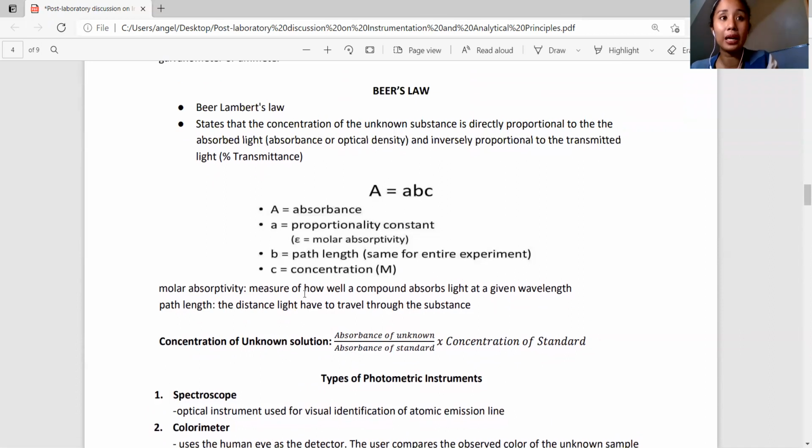So, that's your Beer's law. So, class, path length is the distance light has to travel through a substance. Syempre, pag mas marami siyang dinaanan na substances, it would affect the concentration.